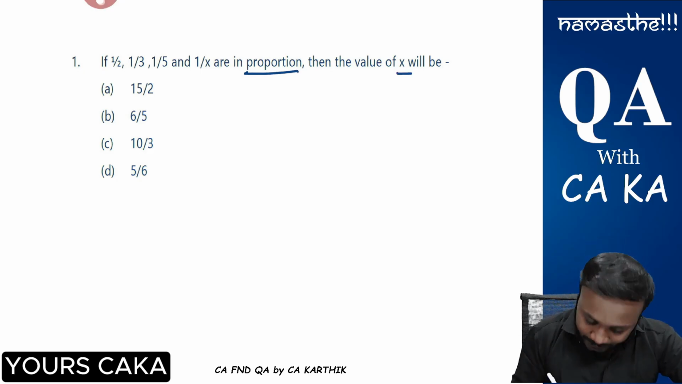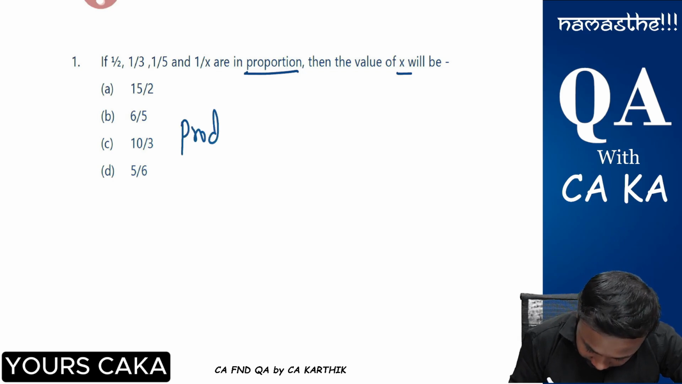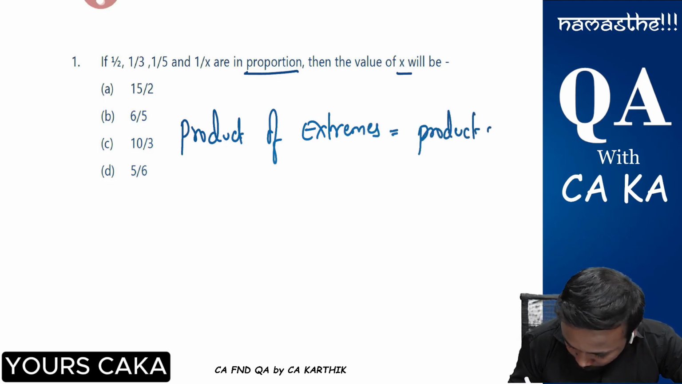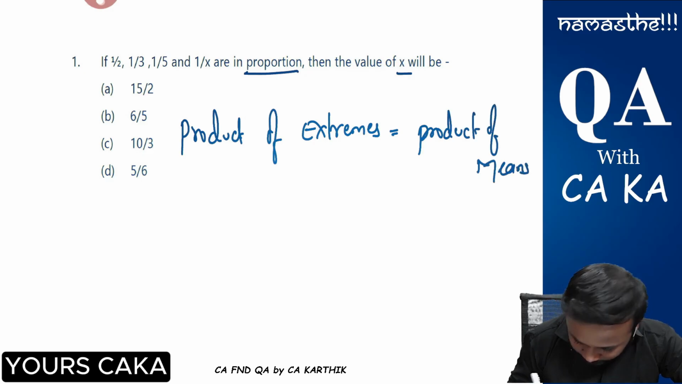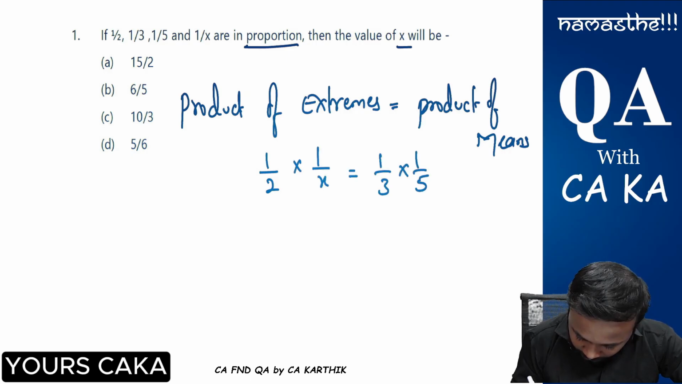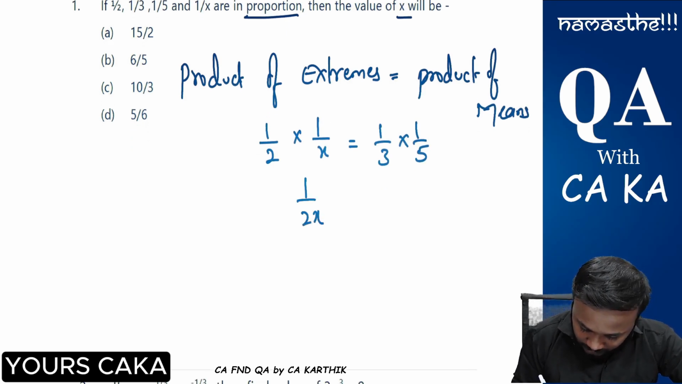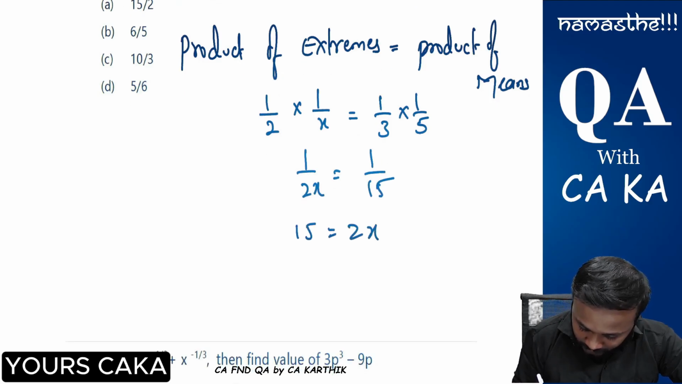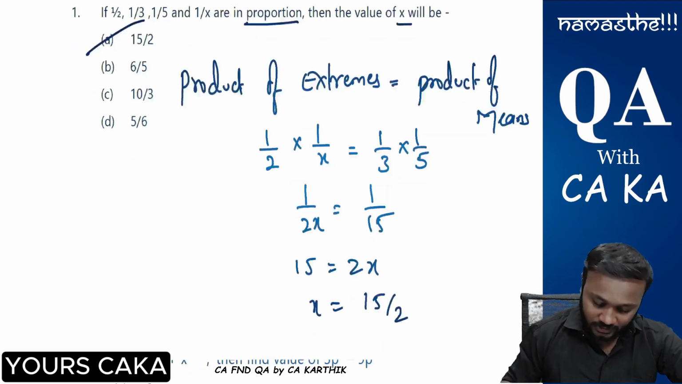If you remember the formula, product of extremes is equal to product of means. So what are the product of extremes? 1 by 2 into 1 by x is equal to 1 by 3 into 1 by 5. Let's do the cross multiplication after solving this. So 15 is equal to 2x, x is equal to 15 by 2. Option A is the right answer.